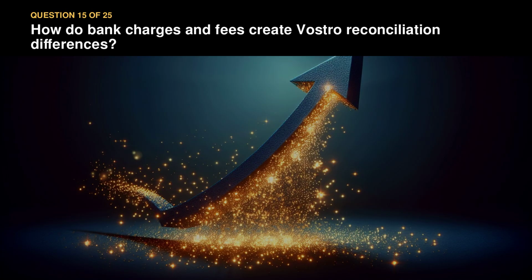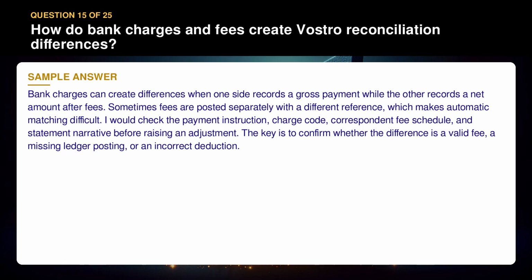Question 15. How do bank charges and fees create Vostro reconciliation differences? Bank charges can create differences when one side records a gross payment, while the other records a net amount after fees. Sometimes fees are posted separately with a different reference, which makes automatic matching difficult.